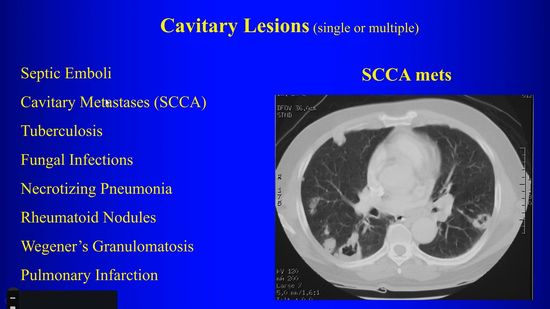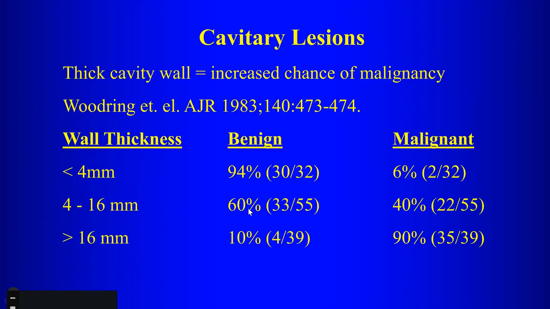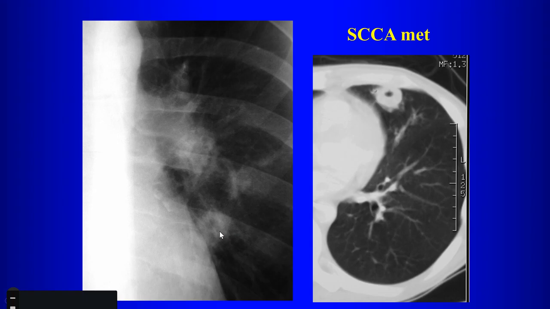So our differential for cavitary lesions: septic emboli, cavitary metastases, especially squamous cell cancer, infections, TB, fungal infections, necrotizing pneumonias, and then some other rare things that can also give you cavitary lesions. Squamous cell metastases can give you cavitary lesions within the lungs. We've talked about wall thickness before. The thicker the wall in a cavitary lesion, the more you're going to be concerned about malignancy. So especially if you have thick-walled lesions, you're going to think about malignancy within the lung.